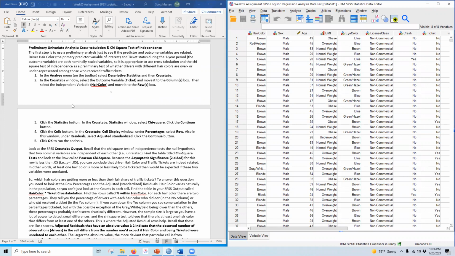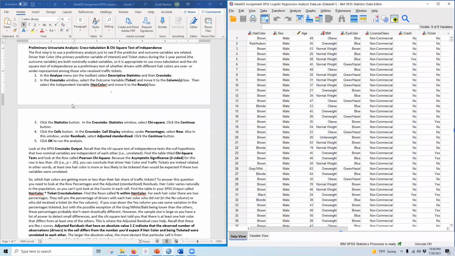First thing I want you to do is a preliminary univariate analysis. The idea here is logistic is a new thing. You guys don't know what's going on so much, so let's relate it to something you do know a little better: chi-square tests of independence. Here we're going to see if the predictor and the outcome variables are related. Driver hair color is our primary predictor of interest, and ticket status during their first year of driving, the outcome variable, are both nominal.